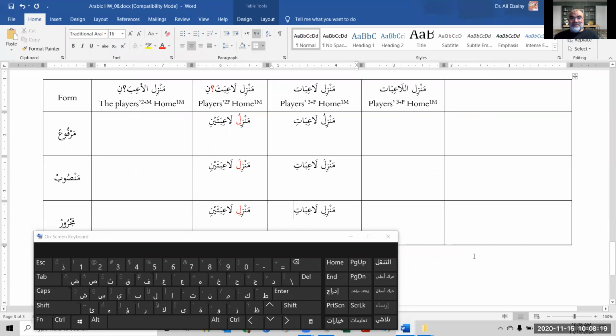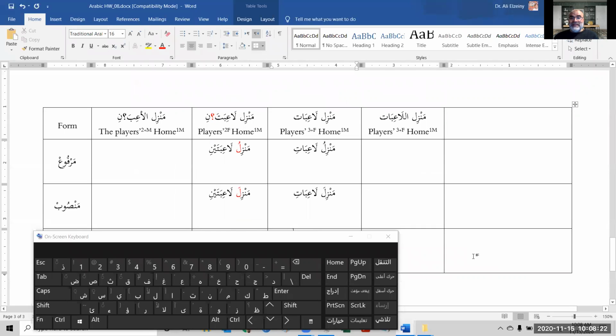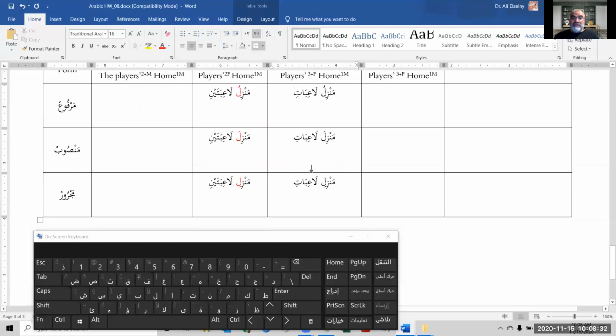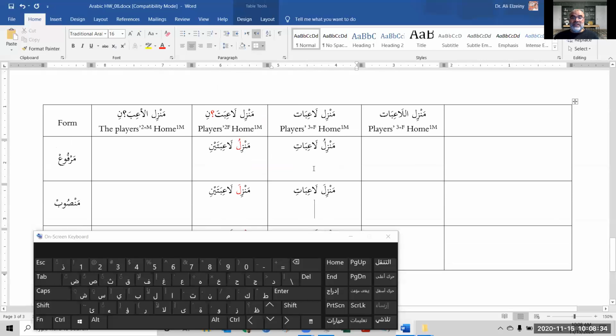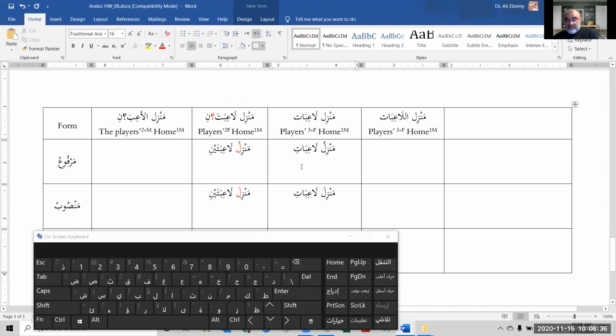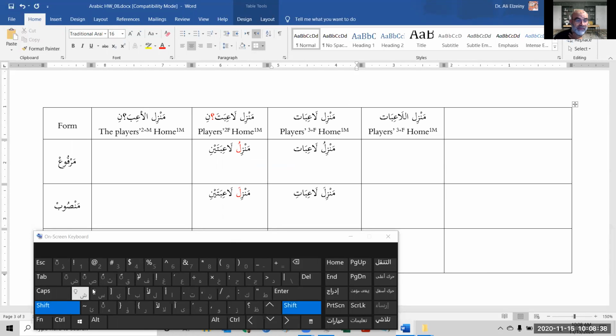So this is how easy it is. Now you might ask me and say, okay, can we have tanween? Yes, you can have tanween. So this one should have been tanween kasra. Oh, sorry.